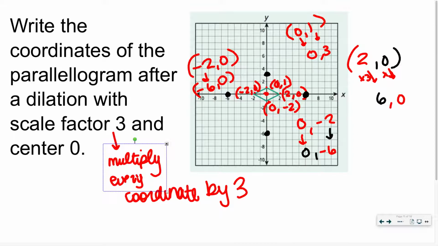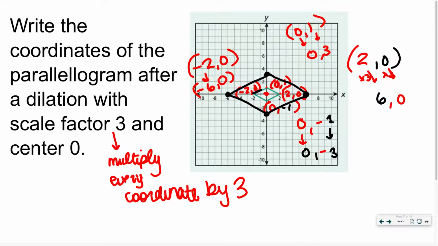So if I wanted to create that shape again, oh wait, did I? Oh, 0, negative 6. Oh, I'm sorry. This coordinate was 0, negative 1. I accidentally wrote negative 2. So if it was negative 1, it would be negative 3. Sorry about that. So my shape now looks like this.